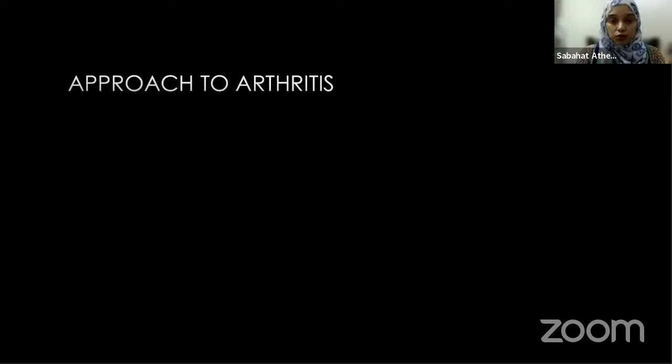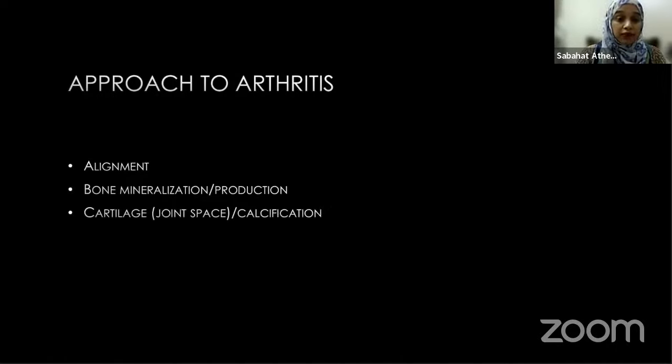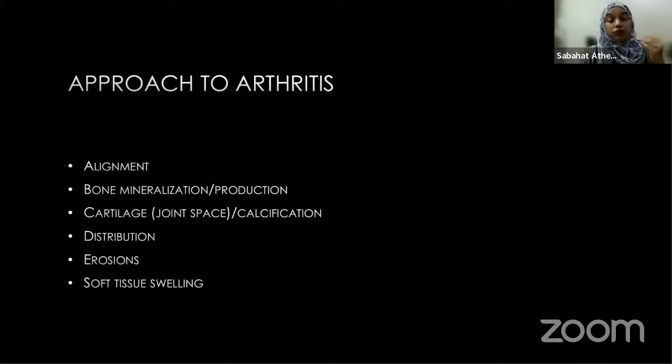Now, just a general review, how do we approach the arthritis? You know, the good old ABCDEs, which never gets old. Whenever you see arthritis, you have to look at the alignment, you have to look at the bone mineralization and production, whether there's erosion or whether new osteophyte formation, you know, those seagull wings, or the mouse ear, all these you have to see. The cartilage joint space calcification, whether there is joint space narrowing, whether there is chondrocalcinosis, whether there is soft tissue calcification, the distribution, proximal or distal, erosions, and soft tissue swelling. So this is how, in general, you should always approach a case of arthritis to reach an ultimate differential diagnosis.